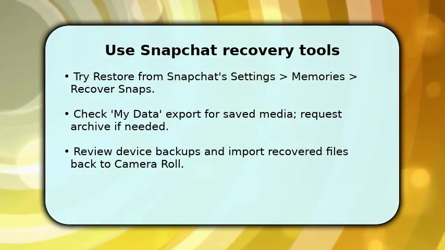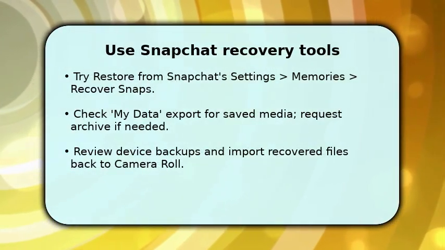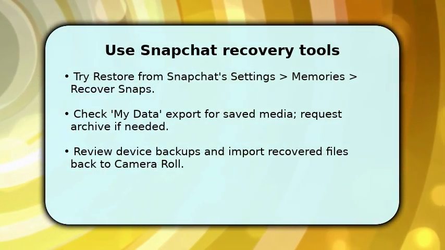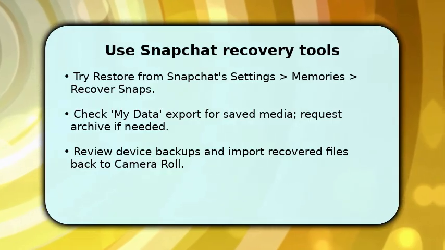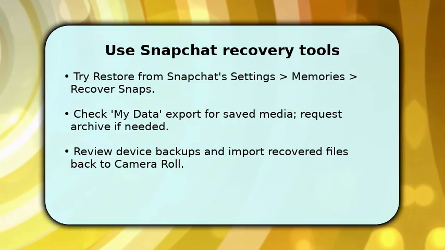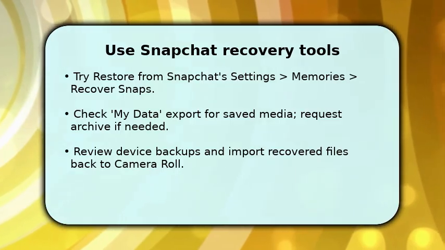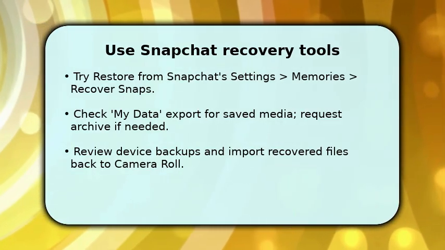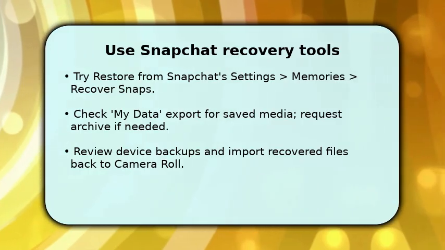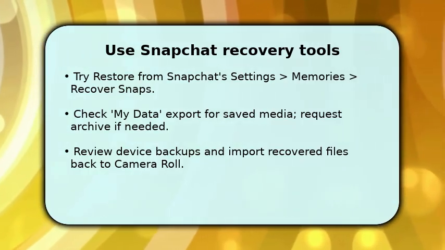Next, use Snapchat's built-in recovery paths. Open Settings, select Memories, then choose Recover Snaps and follow prompts. Snapchat sometimes stores recoverable items for a limited time. If that fails, request your Snapchat My Data archive from Account Settings. This exports saved media and can include photos.